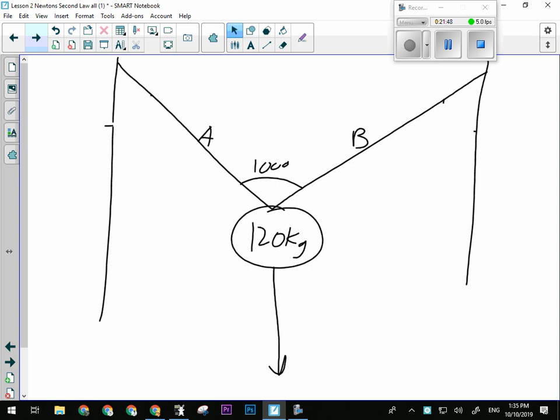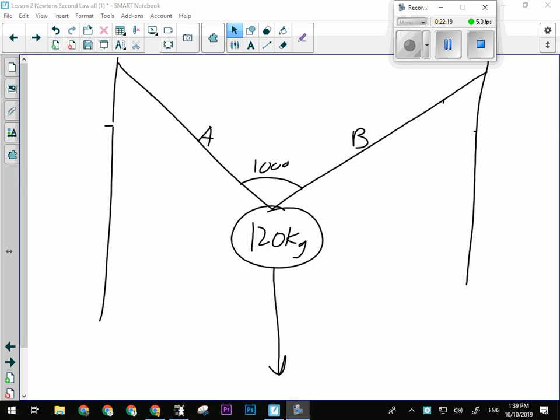So it's suspended by two cables. Those cables are 100 degrees apart. And the mass of the clock or speaker is 120 kilograms. I want you to find the tension in these cables. There's a hint. They're equal. The tension in the cables is equal because they're splitting it equally.